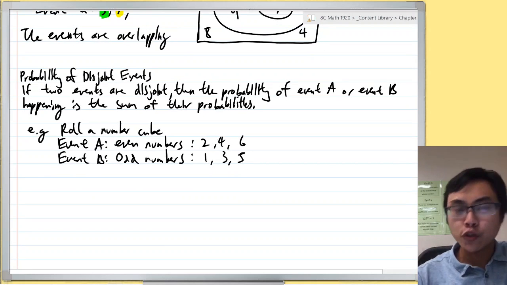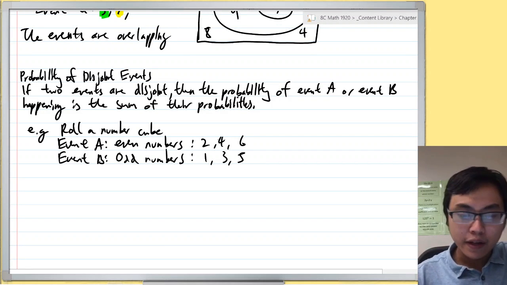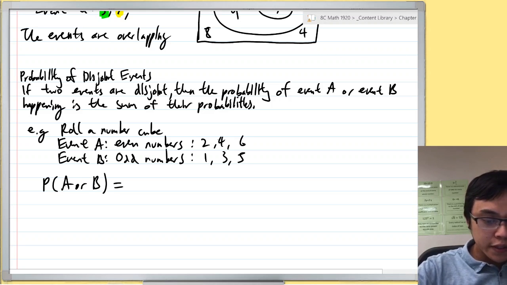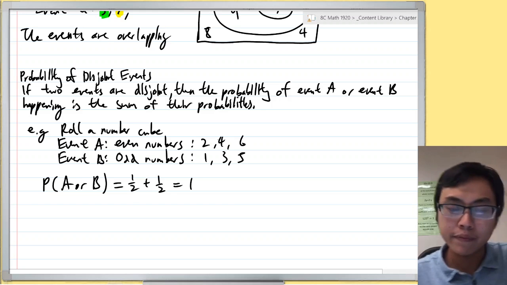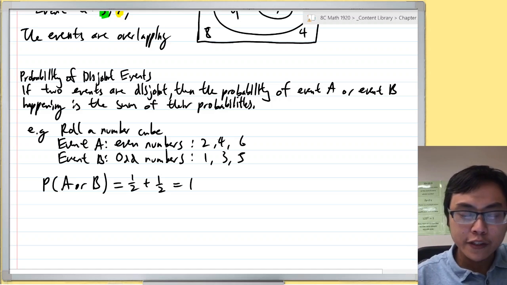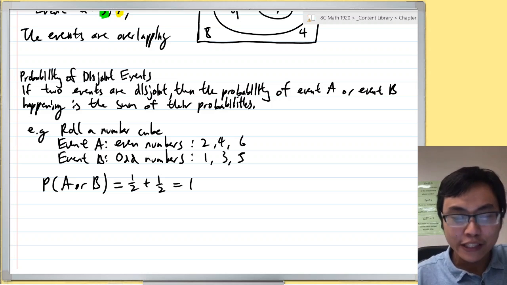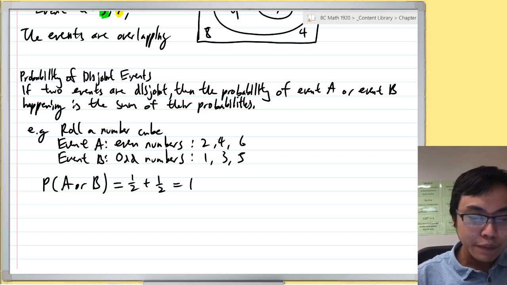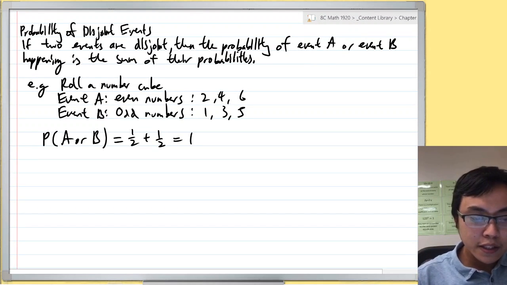But they are disjoint, meaning that the probability of rolling event A or B is going to be half plus half, which is 1. So this is a very simple example. It's not the best example because it's either even numbers or odd numbers, but let me quickly make up a better example.